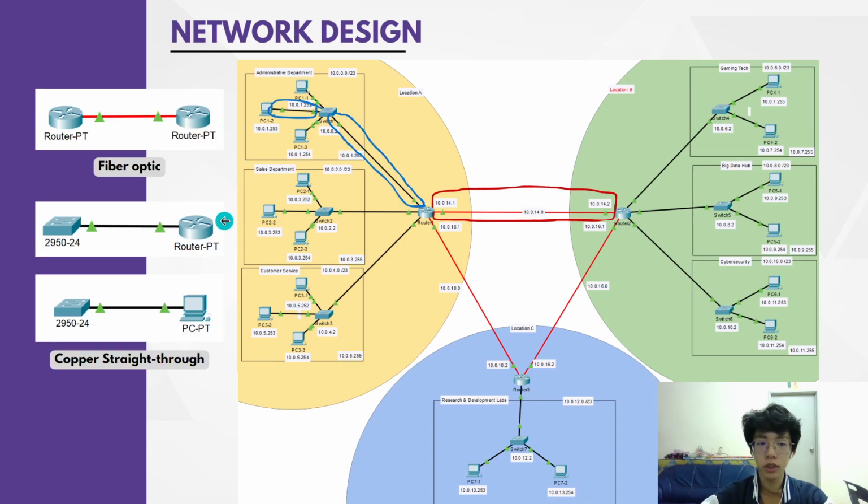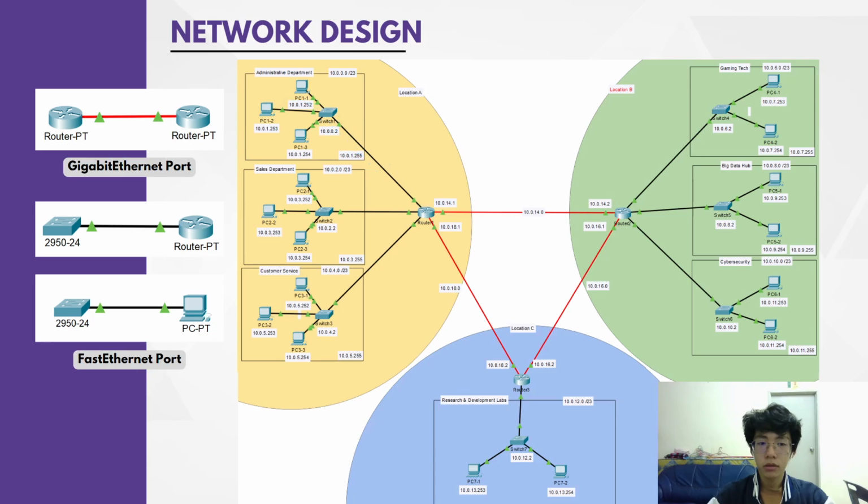The transmission media we use to connect the router between the routers is fiber optic. This is because it is suitable for long ranges and is immune to interference. And we use copper straight through to connect PC to switch and switch to router. The port we use to connect the routers between the routers is gigabit Ethernet port. This is because gigabit Ethernet can support up to 1000 megabits per second transmission data. This makes it very useful for router to router communication.